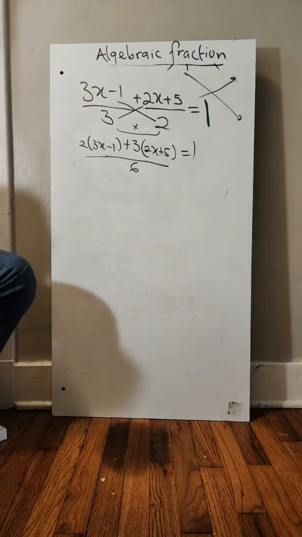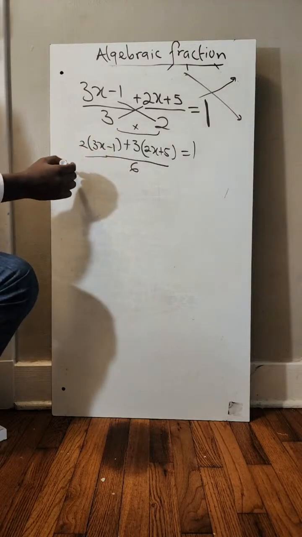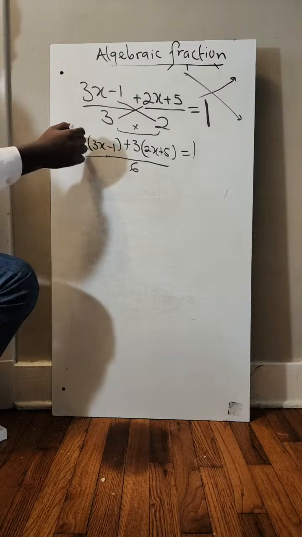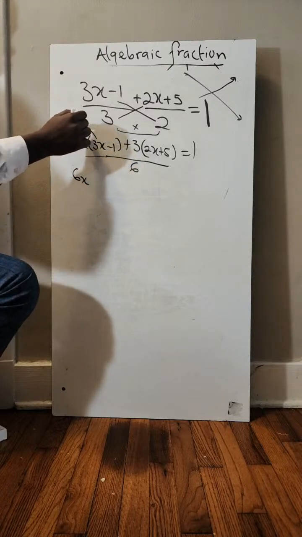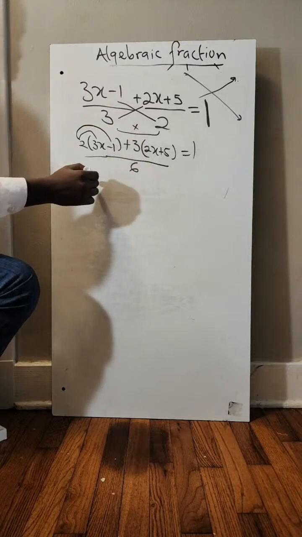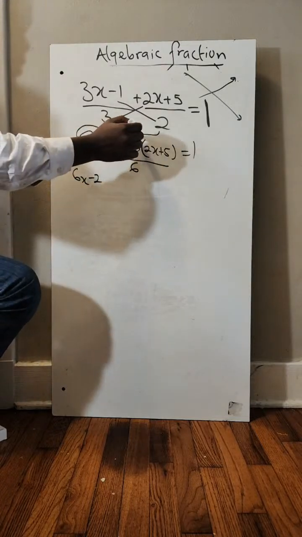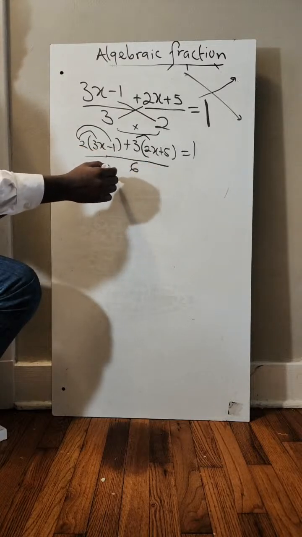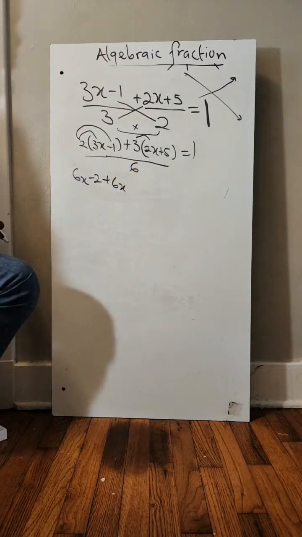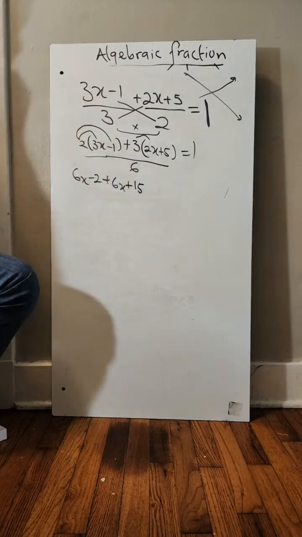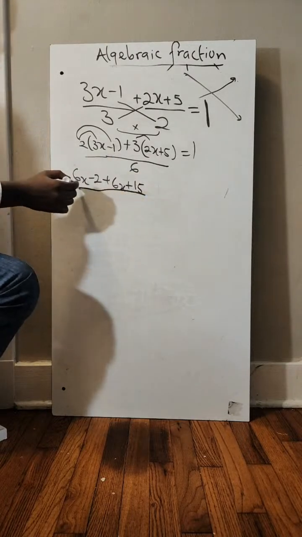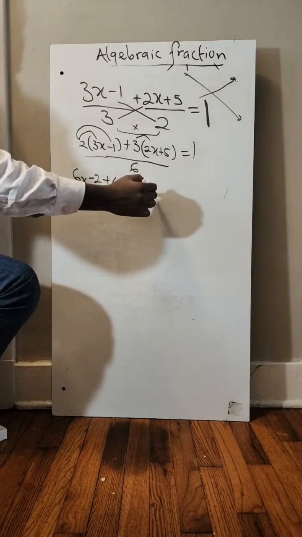Now let's solve the numerator first. By solving this numerator, we have 2 times 3x, which is 6x. 2 multiplying -1, we have -2. 3 multiplying 2x, we have 6x. 3 multiplying 5, we have 15. Dividing this by the common denominator of 6 equals 1.